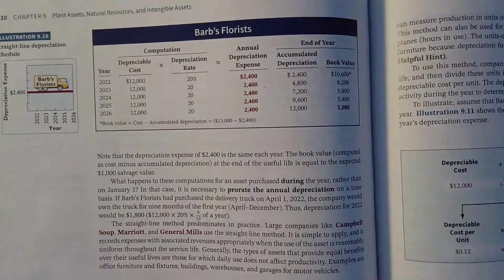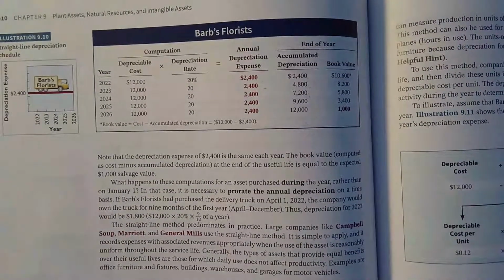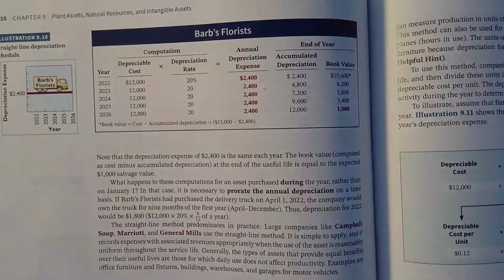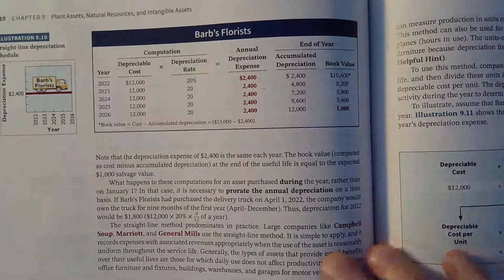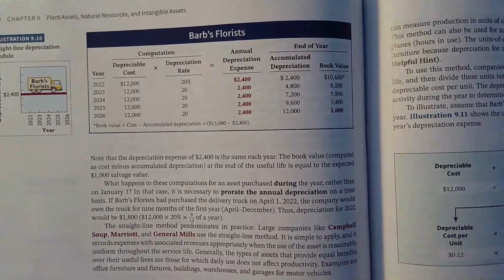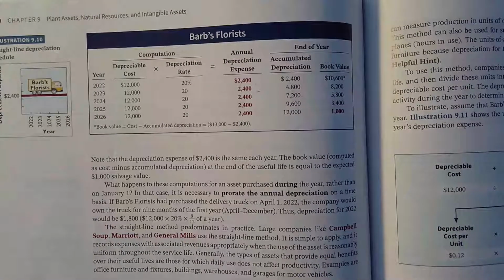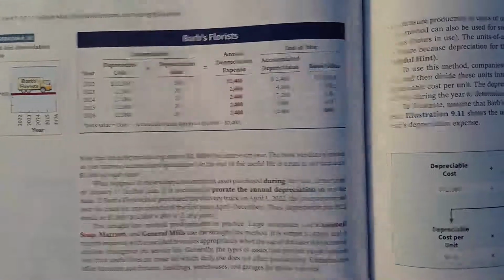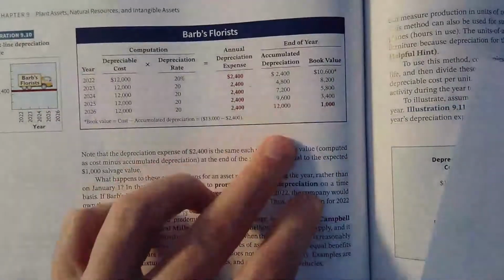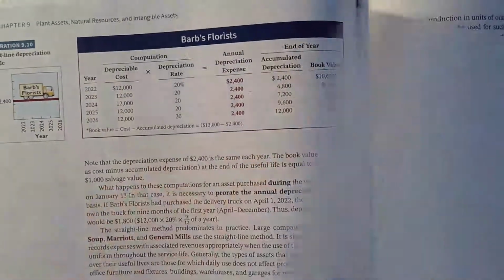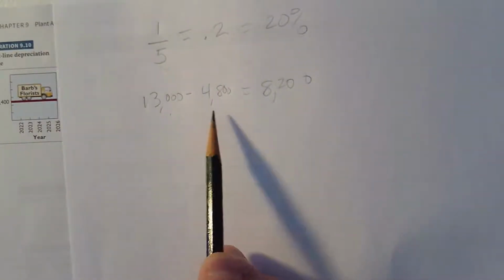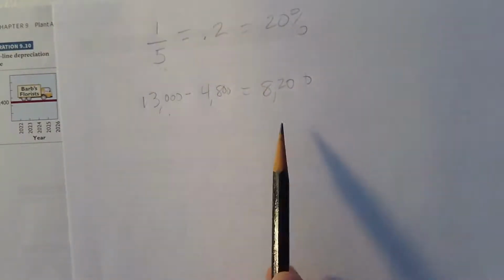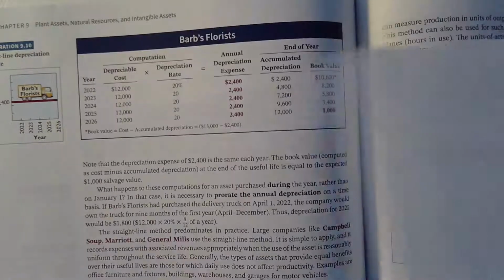That would be 13,000 minus 4,800 equals 8,200. So again, just showing you where they got this 8,200 from. 13,000, that's your cost, minus the accumulated depreciation would give you that 8,200.